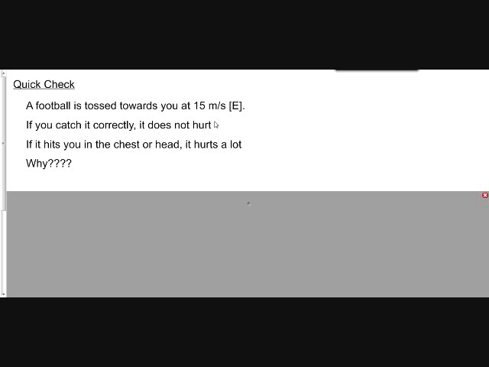Okay, so welcome back. Hopefully you paused that. So what I've got is actually looking at the situation. The football's tossed to you at 15 meters a second east. And in both of these cases, whether I catch it or it hits me, the final velocity is going to be equal to 0. So what that means is momentum before in both of these cases is the same. Momentum afterwards is the same. So the change in momentum in these cases is a constant. It doesn't change. The momentum is the same before and after. So what the heck is going on?